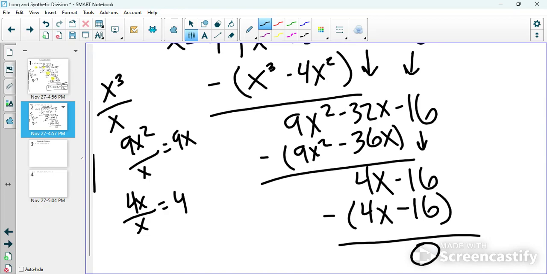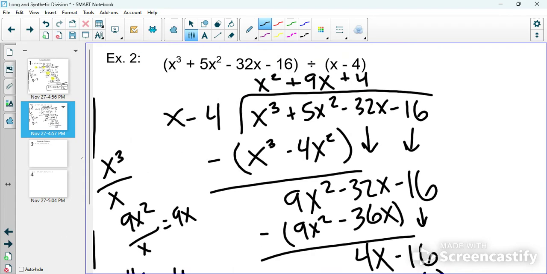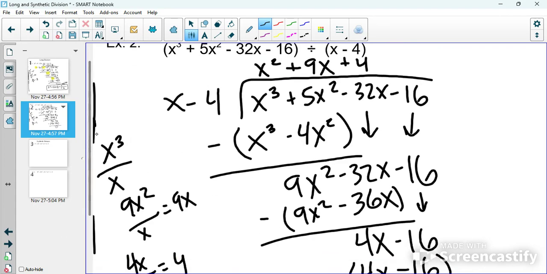This time we have a remainder of 0. So our final answer is just everything on top up here. X squared plus 9x plus 4.